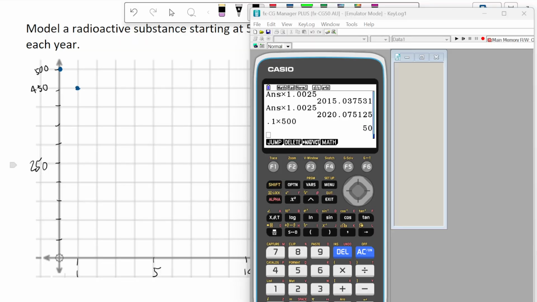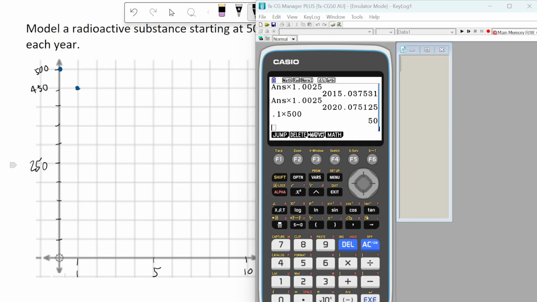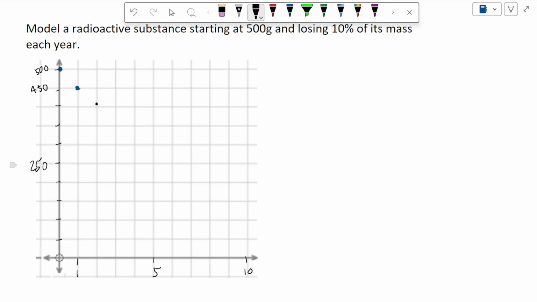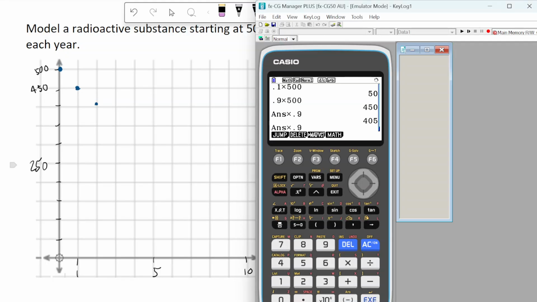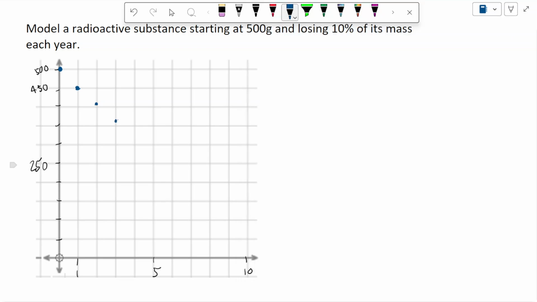What's nicer is working out what the 90% remaining is. So if we go 0.9 times 500, you get 450. And if I times that by 0.9 again, I should get the next answer. So 405, a little bit above 400 there. And then if I times that by 0.9 again, 364. So we're looking maybe up here.